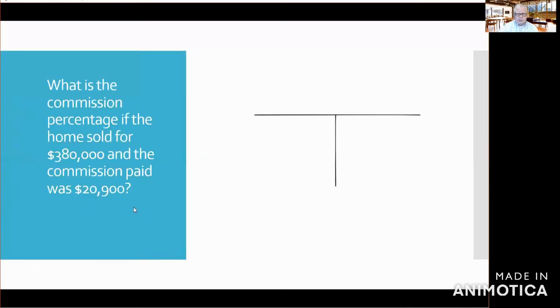So what's the commission percentage of a sold home for $380,000, and the commission paid was $20,900? So the question came up. Sales price was $380,000. The commission received was $20,900. What was the rate of commission? So the base is $380,000. The part, which is the commission, is $20,900. And since we have the part and we have the base, we divide this into it. And what we will come up with is the rate.